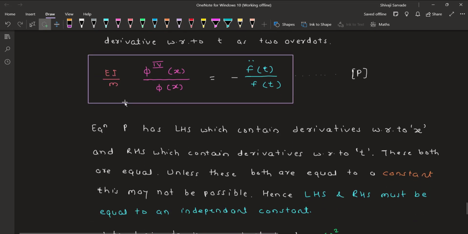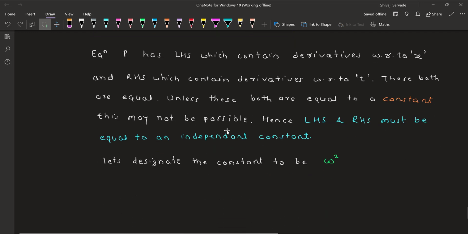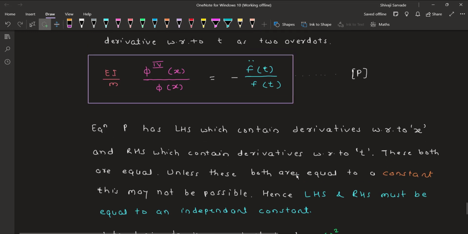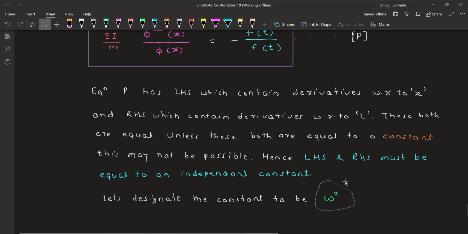Now if you observe, this equation P has two different differentiations. One is with respect to x and the other is with respect to time. For equation P to be true, they must be equal to a constant. So the LHS and RHS independently should be equal to a constant. Let's assume the constant to be ω². We can assume any constant, but we know we denote frequency by omega, so we will consider this to be ω². It can be any constant, but for the sake of derivation we are considering that constant to be ω².